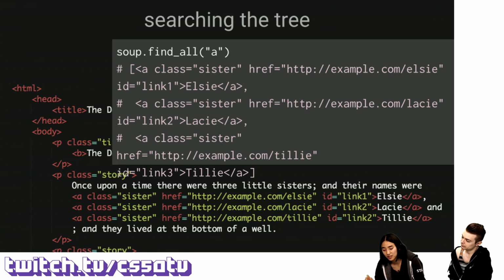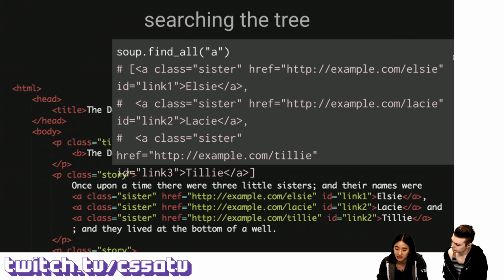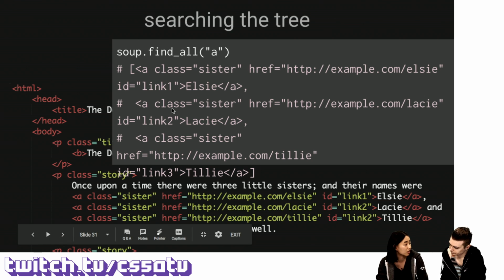Yeah, more ways to search the tree. Sorry, I misspoke. The quotes are actually just for tags. So we're looking for tags here. And because I'm using find all, it's actually going to return a list with everything. So here we have the 3 links that we saw earlier.